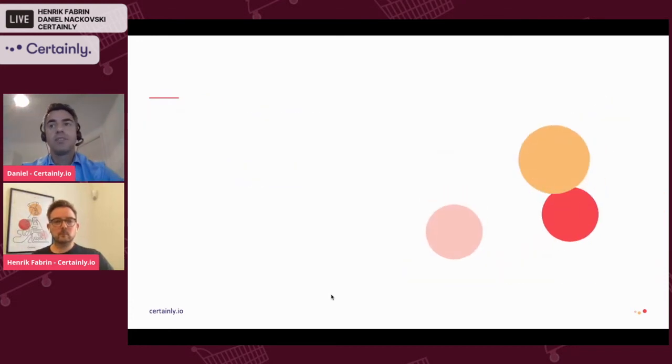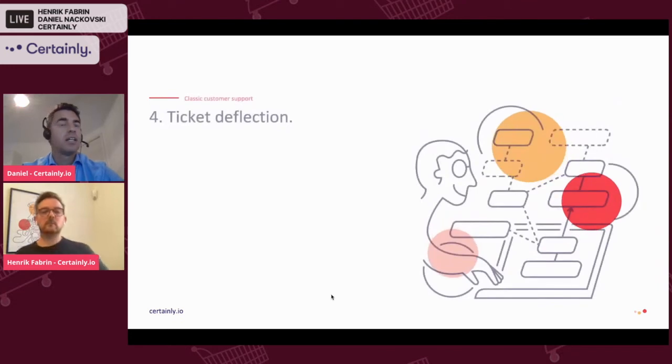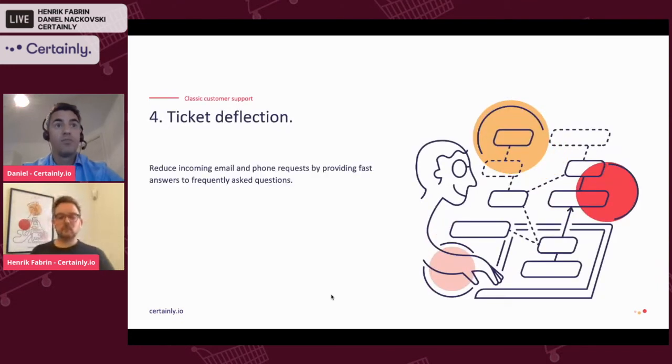And obviously the last use case we have here is classical ticket deflection. And I think you've all seen this, and we all know about the frequently asked question: where is my order? What about the return policies, or when I exchange something? And we have customers that have seen, and obviously now we have the holiday season and Black Friday and Christmas soon around the corner.